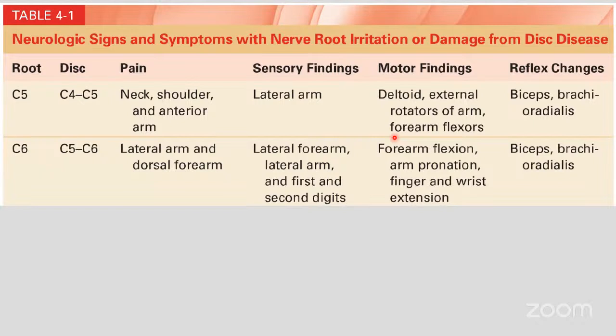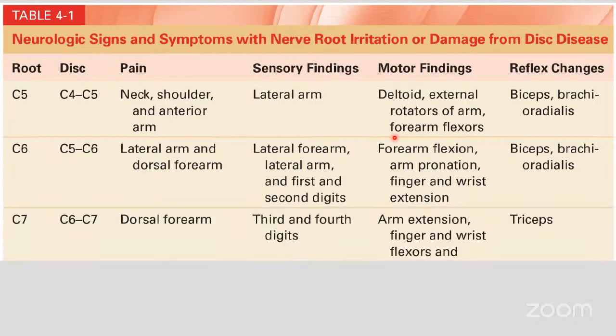For the C6 nerve root, reflex changes stay the same. Pain is in the lateral arm and dorsal forearm. The sensory findings are at the lateral arm, lateral forearm, and first and second digits. There is weakness of forearm flexion, arm pronation, and finger and wrist extension. For C7, there are reflex changes at the triceps, weakness in arm extension, and finger and wrist flexors, and there is sensory loss at the third and fourth digits.